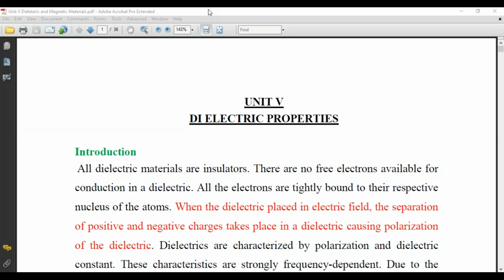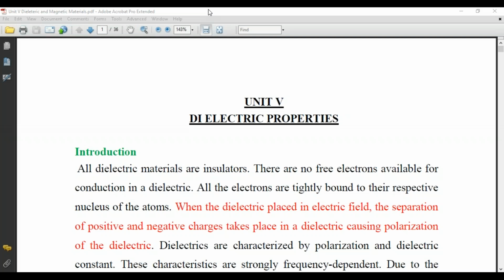Now if you see this diagram, you can see this is a dipole. It has a positive and negative charge. There are so many dipoles arranged in a particular direction when the field is applied. So when the field is applied, in the dielectric material the dipole moments get arranged in the direction of the applied field.